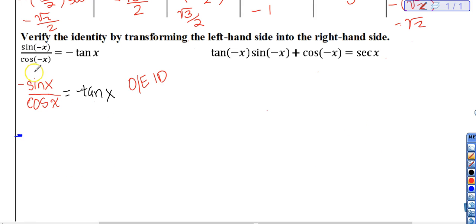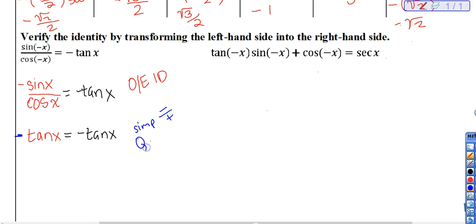And then I'll replace sine of x over cosine of x with tangent of x in red. So those are two different things that I'm doing without writing two other steps. So over here off to the side, I'm going to say simplifying, negative divided by positive. And then in red, I'm going to say that I applied a quotient identity.